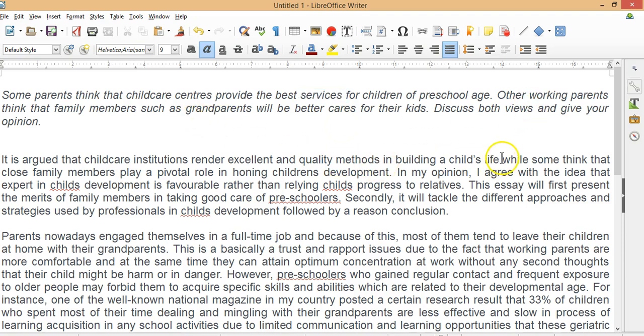Okay. In building a child's life, well, again, that's a rather overblown phrase. Something that close family members play a pivotal role in honing children's development. Well, that doesn't mean quite the same as grandparents will be better carers for their kids. I mean, a pivotal role, a key role. Well, yeah, but it doesn't actually say that they will play a pivotal role. A pivot turns one way or another. It can either be good or bad. All it's saying is that grandparents will be better in honing children's development. Well, again, it's just talking about better carers.